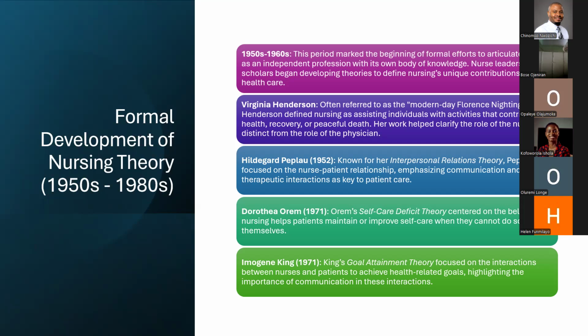You see, that theory is one of my best theories, Imogene King's goal attainment, because it tells you that you have to be at the same wavelength with your patient in order to initiate an action. And that action could be, okay, you have diabetes, we'll start by doing this, we'll start by doing this. And the patient will say, oh, I don't have money, that's why I'm not compliant. Then from that point, you can understand how you can harmonize the patient's issues. Then that is action. Then from action to interaction, then to transaction.